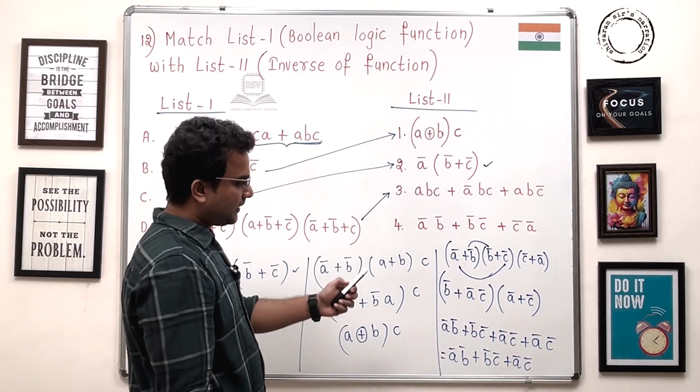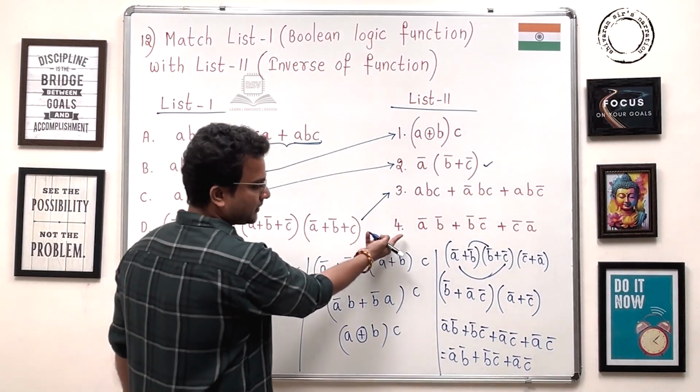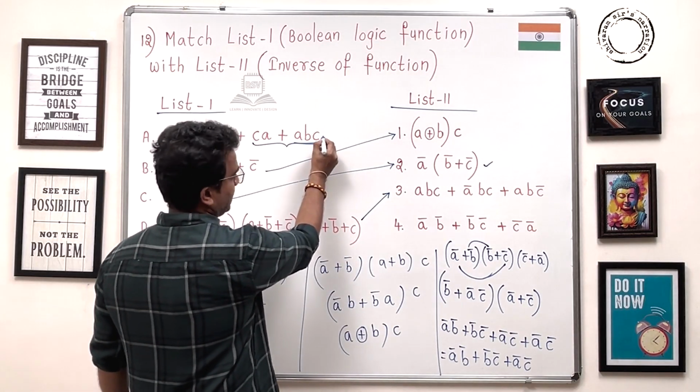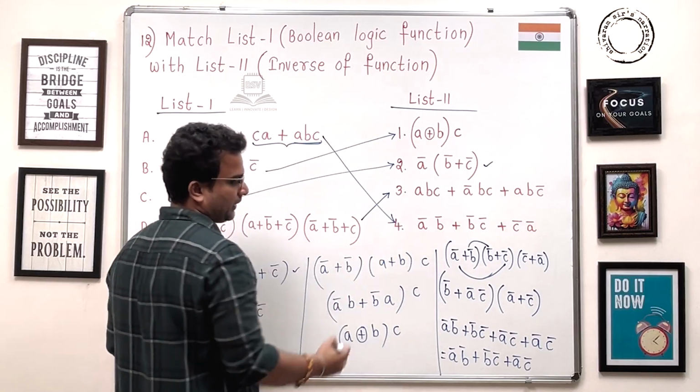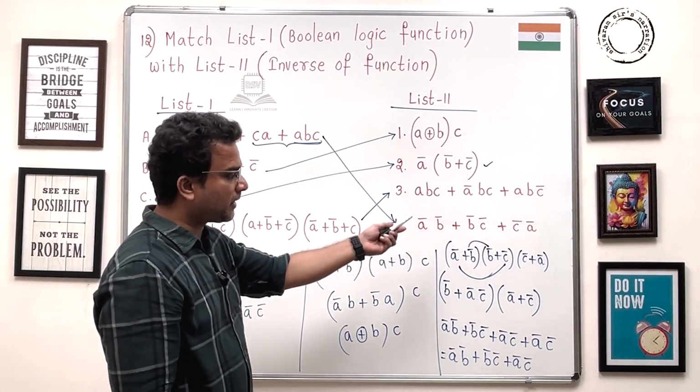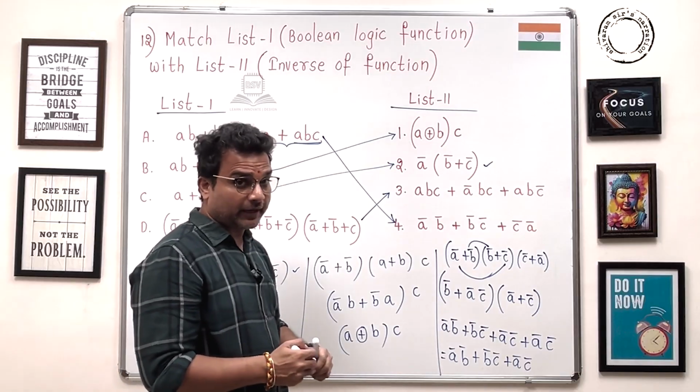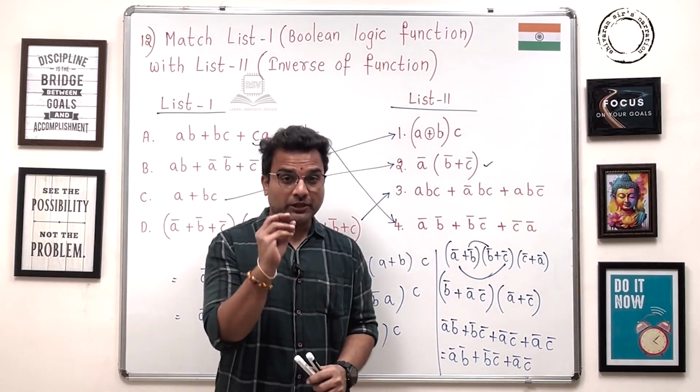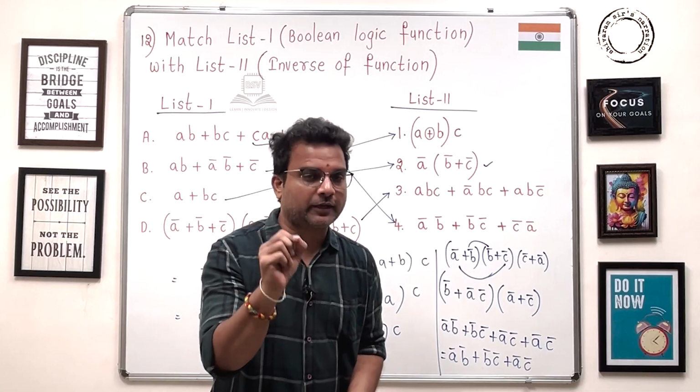Hence guys, here the right answer is this. So I can say A4, A bar B bar plus B bar C bar plus C bar A bar. Guys, here complement of the functions, you even need to know some important points.